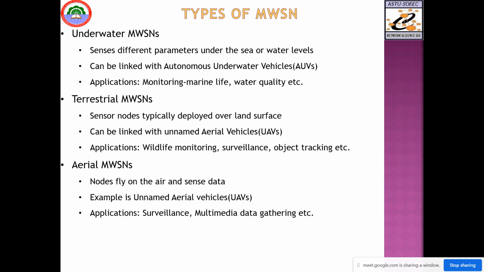If you want to track the movement of one particular animal, or the particular movement of one person, it is possible to track by using these terrestrial mobile wireless sensor networks.